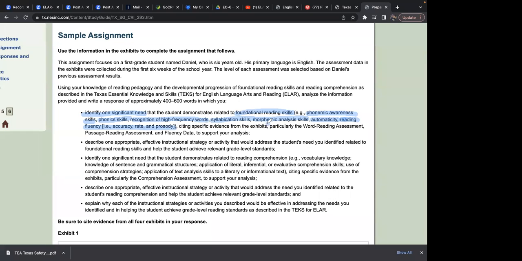Okay, you have to cite specific exhibits. They give you many exhibits. An exhibit is a piece of evidence, a different piece of evidence showing what they need or how they're struggling. So they want you to cite specific evidence from the exhibits. You must. And they tell you which ones particularly: the word reading assessment, the passage reading assessment, and fluency data. So how important is it for you to look up those assessments and to know what they're all about? Those particular three.